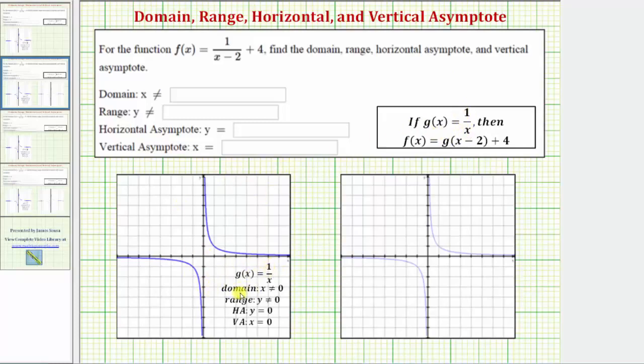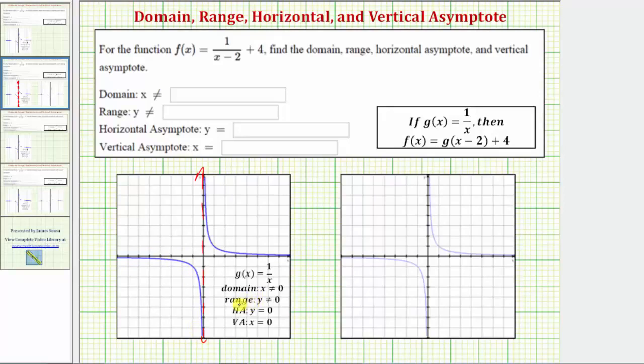For this basic function, the domain, or set of all possible inputs, would be all real numbers except x cannot equal 0, because if x was 0, notice how we'd have division by 0, which is undefined. The graph also has a vertical asymptote of x equals 0, which is this vertical line here. As the graph approaches x equals 0 from the right, the graph approaches the vertical line x equals 0, and as the graph approaches from the left side, again the graph approaches the vertical line x equals 0, but never touches it.